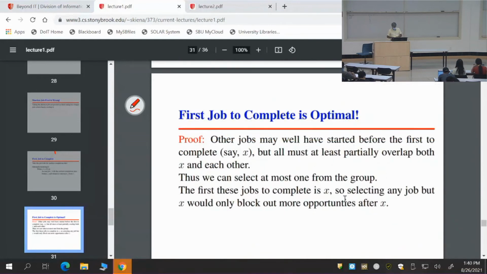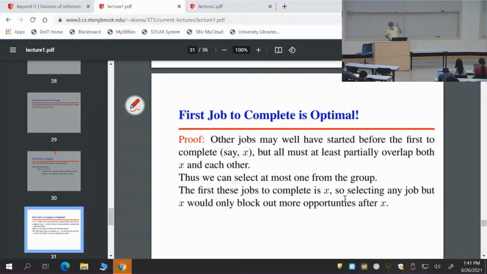What is the proof? Other jobs might have started before, from left to right, the first job to complete. But all of them must intersect X, and all of them must intersect each other. You can select at most one from that group. If you select the first one to complete, it potentially blocks out fewer things. It blocks out fewer things than any of the other jobs. Okay, so you can't go wrong picking it.